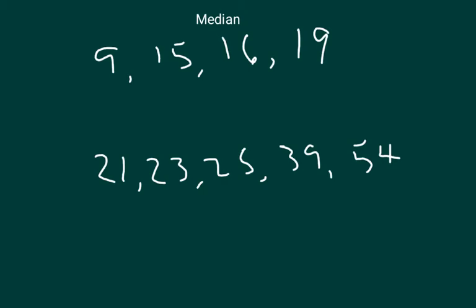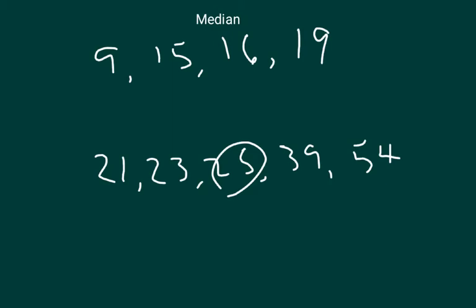To find the median, it's important that you put the numbers in your set in order. So you see 9, 15, 16, and 19, they're in order from least to greatest. Same for this set, 21, 54, in order. So the median is simply the number that's in the middle. If there's an odd number of numbers, as in this case here, 21, there's 1, 2, 3, 4, 5 numbers. So the median will be the third number in the set. Notice there are two numbers to the left of 25 and two numbers to the right of 25. So in this one, that's the median.